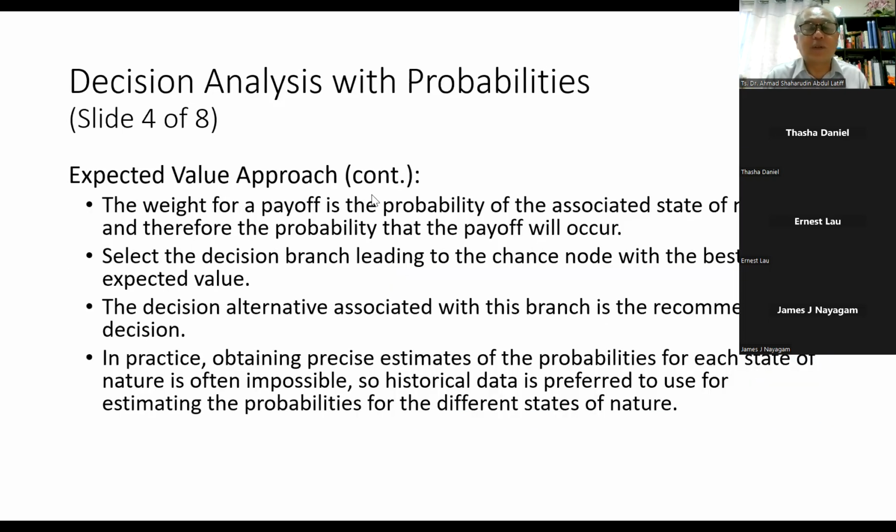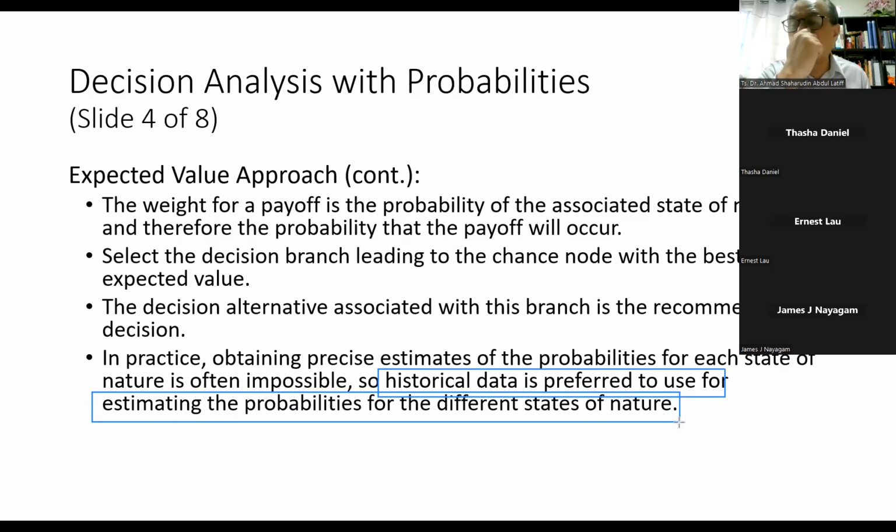So the expected value of a payoff is the probability of the associated state of nature times the payoff that will occur, so you multiply. In practice, we use historical data. Like I mentioned just now, historical data is used for estimating the probability for different states of nature. You look into past trends and historical data, so you can have the probability and measure the expected value.